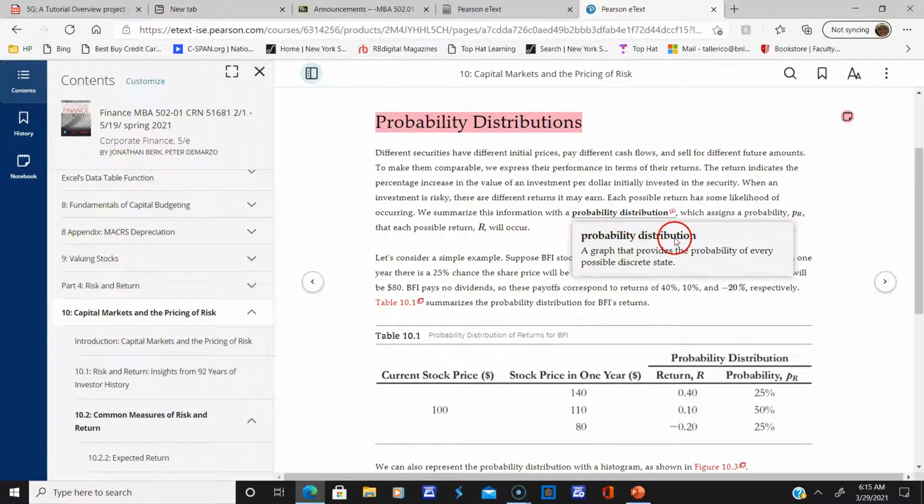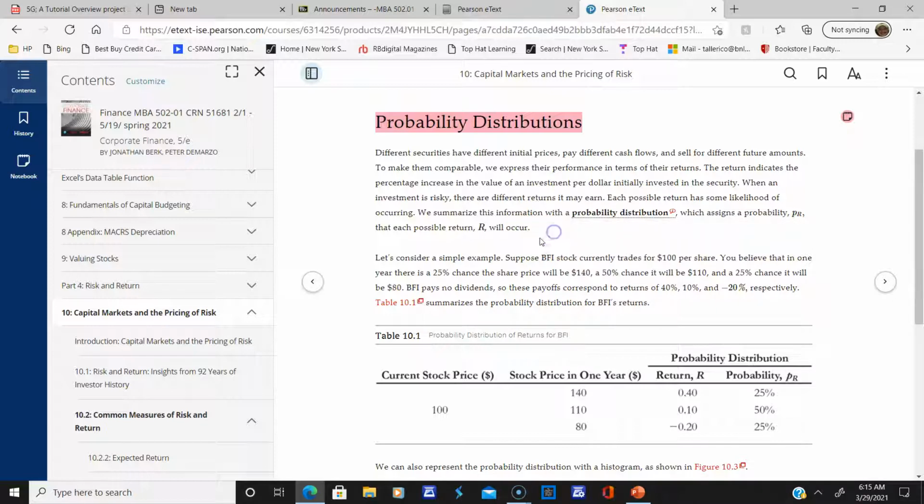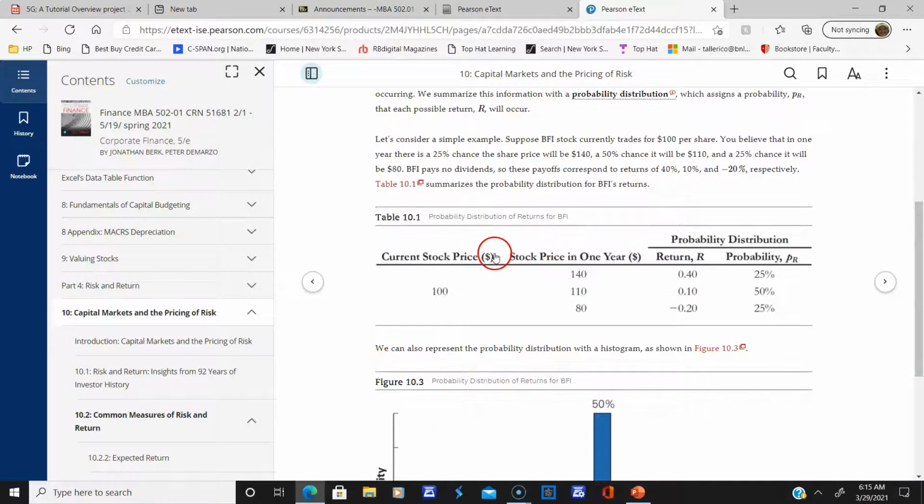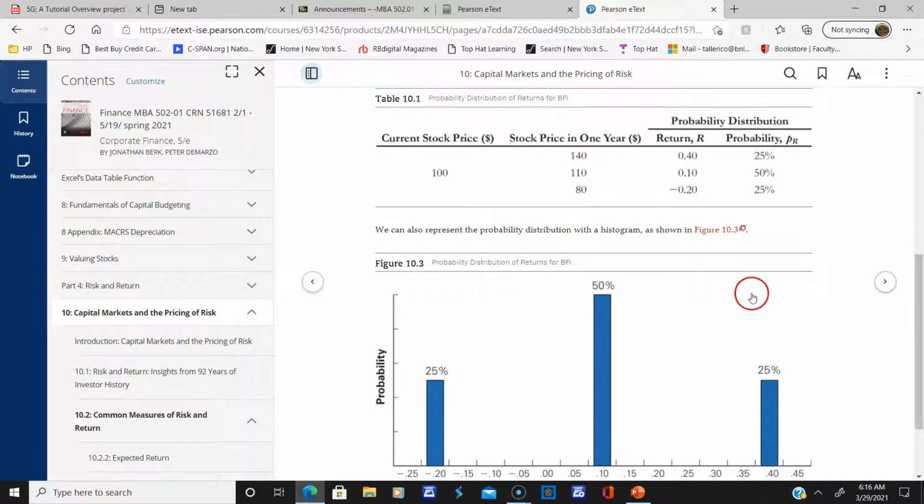So a probability distribution is simply a graph that provides the probability of every possible discrete state. Okay, so here's the current stock price, and here's the stock price in 1 year. Here's the different return. You can see the return is 40%, right? The difference here, right? 10%, minus 20%. But here's the probabilities of that happening. And you should be aware that the probability always has to add up to what? 100%, right? So that's the first thing you should always have to know, that this has always got to add up to 100%, all right?